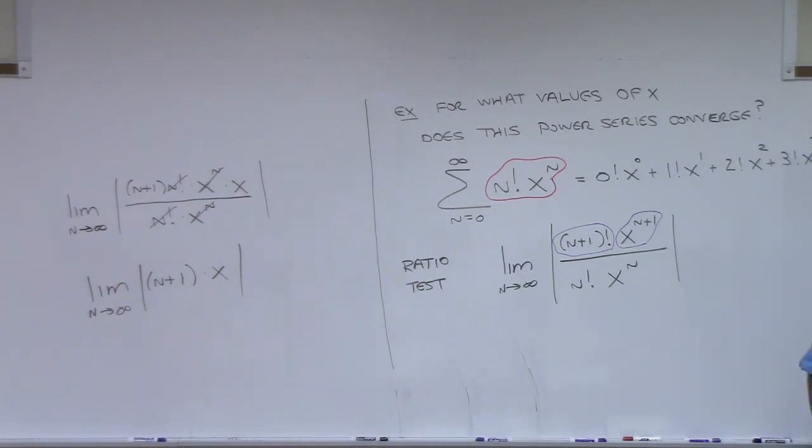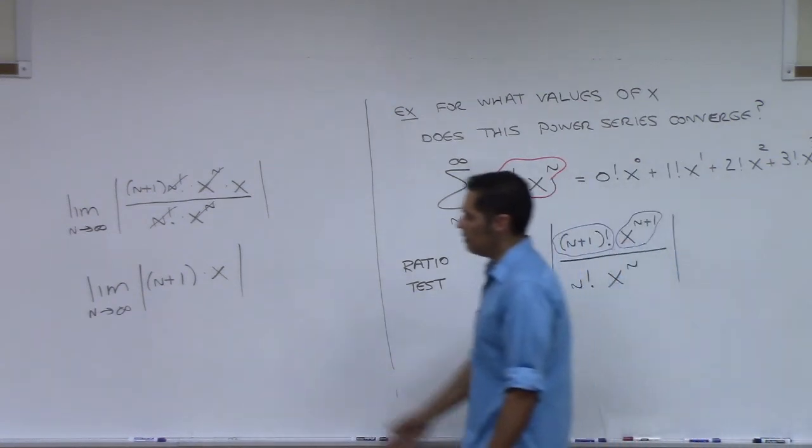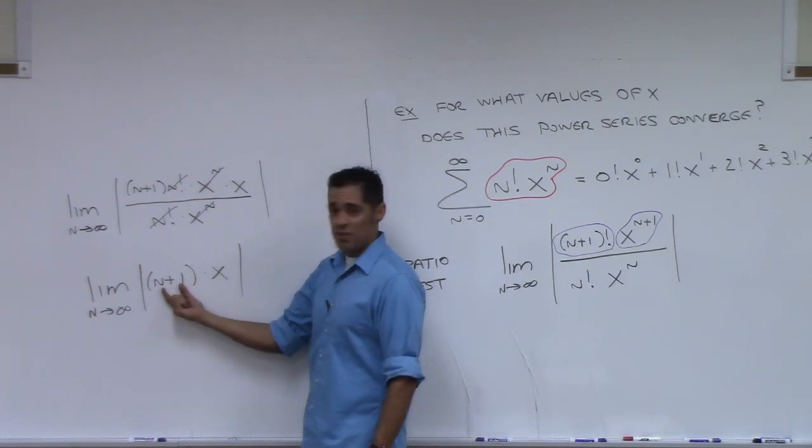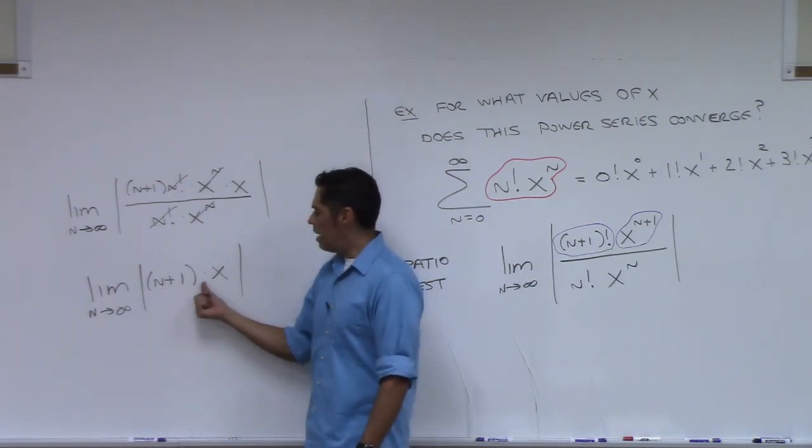Now, let n go to infinity. That's what I have to do right now, right? And what happens as n goes to infinity? That thing blows up, right? Times x.